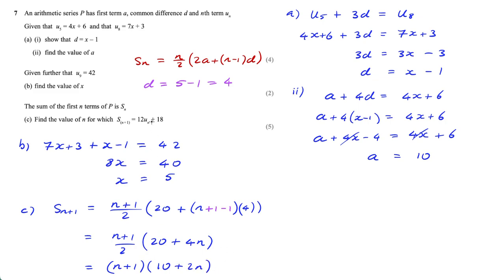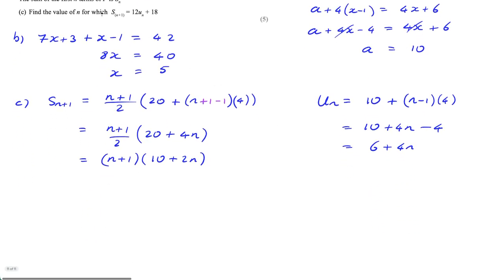Then I have un, okay, let's just write un here. Un is a plus n minus 1 d, which is n minus 1 times 4. Simplify this: 10 plus 4n minus 4, 6 plus 4n. Okay, down here, I now form the equation. This n plus 1 times 10 plus 2n equals 12 of these. So 12 times 6 plus 4n, plus 18.